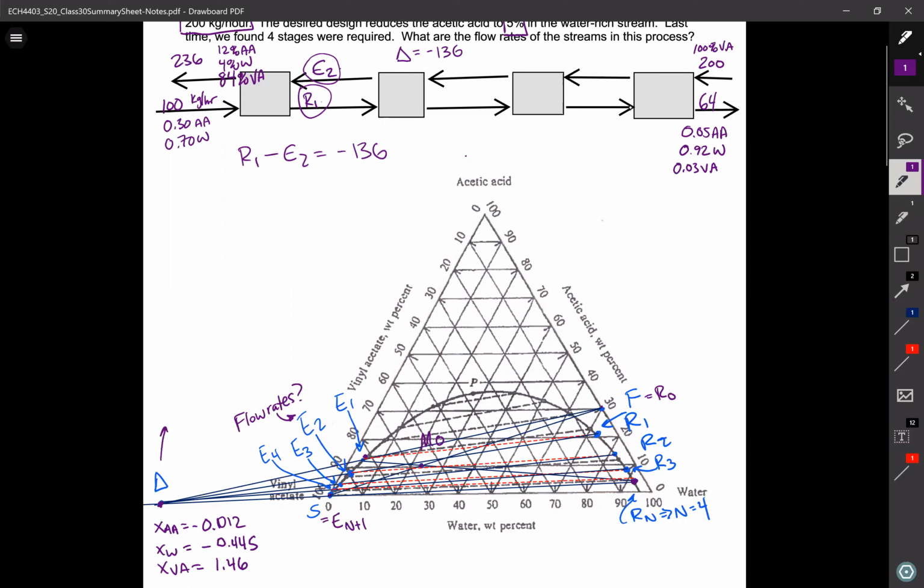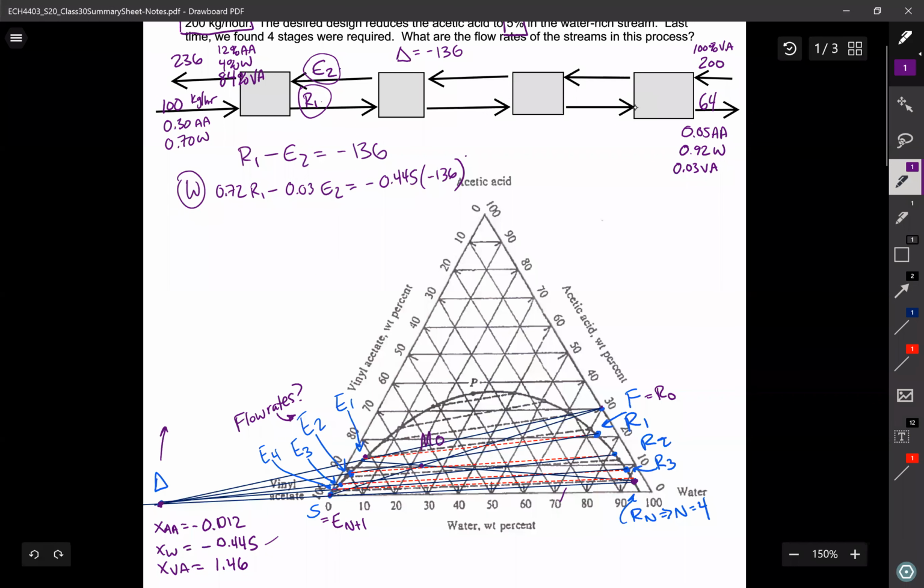So I'd look at R1, so let's look at the composition of what R1 is. I've got maybe 72% water. So 0.72 times R1 minus, and E2, I have very little water, maybe say 3%. 0.03 times E2 is equal to, my water composition is negative 0.445 times delta point. And there I have two equations with two unknowns that I can go ahead and solve. So I think the video is long enough at this point. I don't have to belabor the point and go through solving for all of these. I just wanted to illustrate how you would do it.